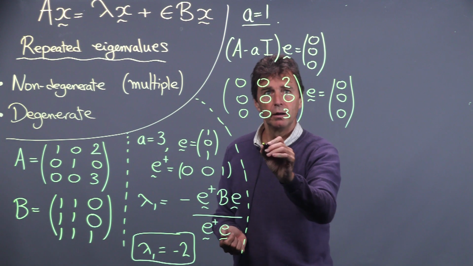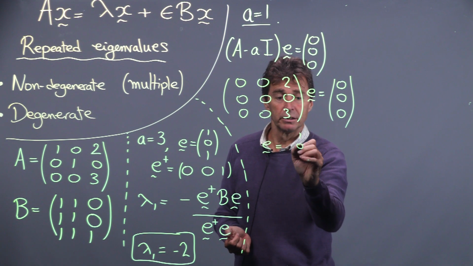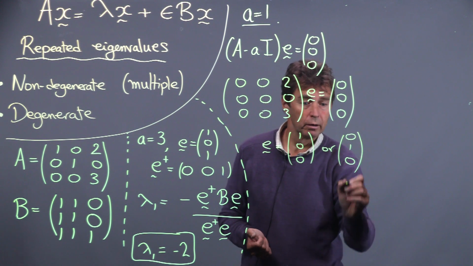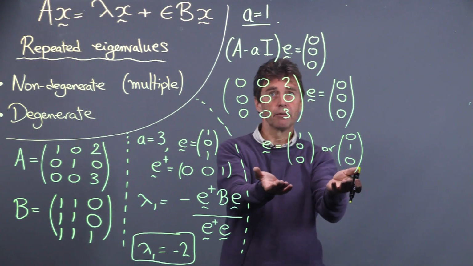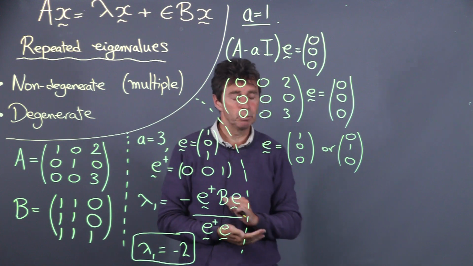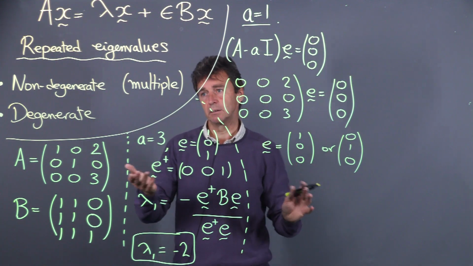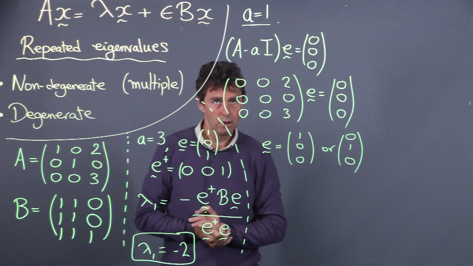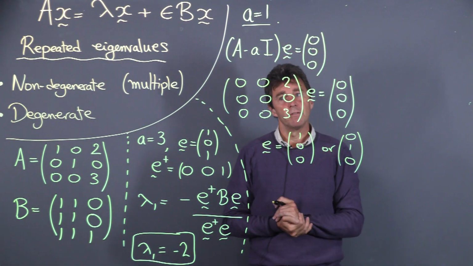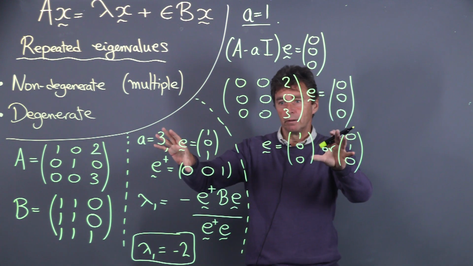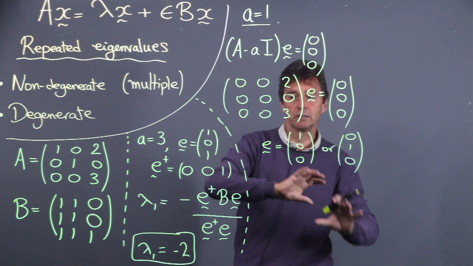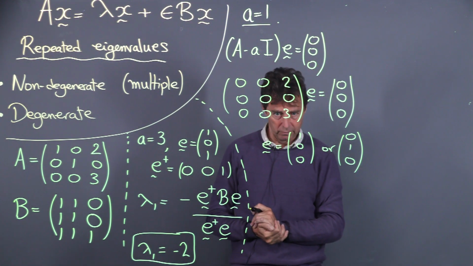So I can pick E to be either 1, 0, 0 or 0, 1, 0. They both work. And they're orthogonal. Clearly they're orthogonal. So for this particular repeated eigenvalue, there are 2 possible independent eigenvectors. All right, so that's the good case. That's the non-degenerate case where you have a multiplicity in the eigenvalue, but you've got the right number of eigenvectors to make up the whole thing. Right? So there's an eigenvector here that corresponds to that one, and then there are these 2 that correspond to this. So there are 3 independent eigenvectors.